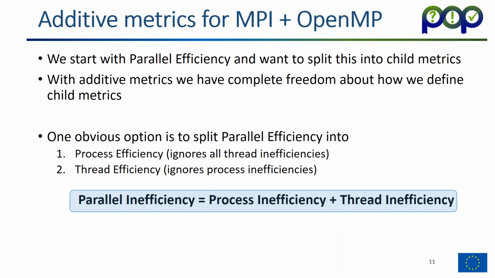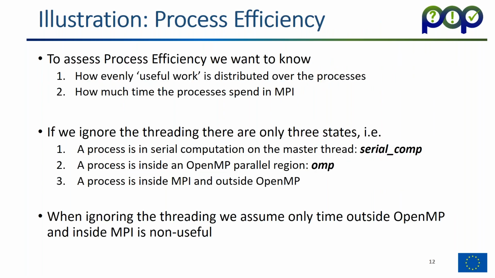So now to start talking about how we can define some additive metrics for MPI and OpenMP. We're going to start with parallel efficiency, and we want to split this into child metrics. With additive metrics, we've got complete freedom about how we define the child metrics. But one obvious option is to split the parallel efficiency into a process efficiency, which ignores all the thread inefficiencies, and a thread efficiency, which ignores all the process inefficiencies. We're going to define this such that the parallel inefficiency is the sum of the process and the thread inefficiency values.